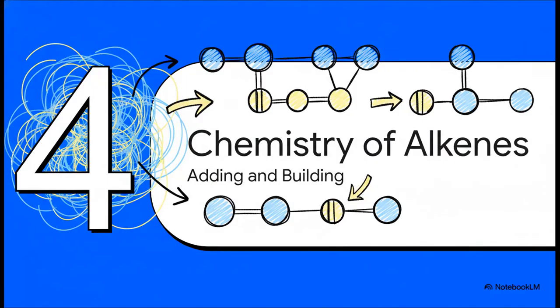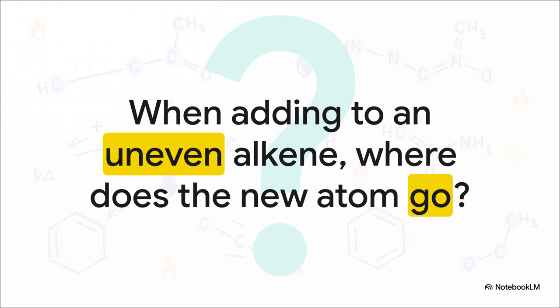Okay, so that double bond is basically loaded with electrons, right? That makes it a huge magnet for other molecules. It's like it has a giant neon sign flashing, "React here!" And this brings us to the most important chemistry for alkenes, addition reactions, where we can add new atoms and build all sorts of new things. But that brings up a really interesting puzzle.